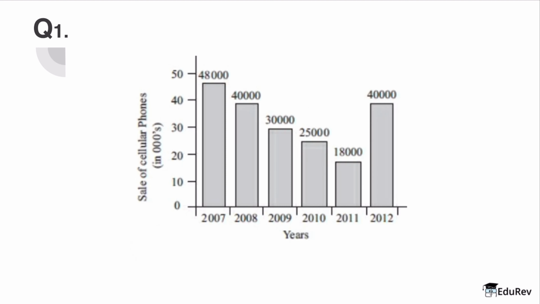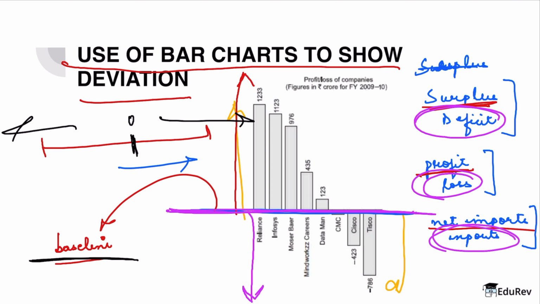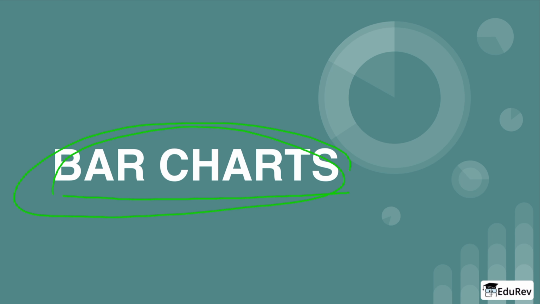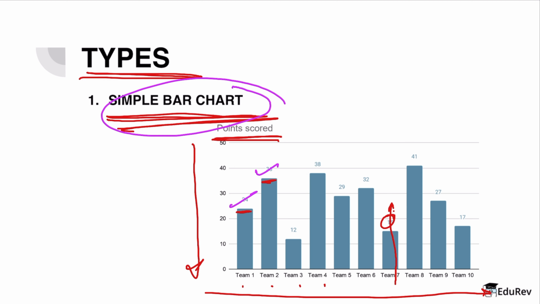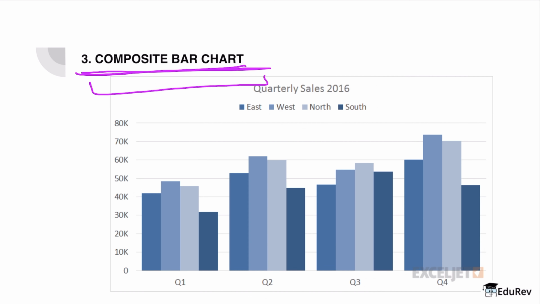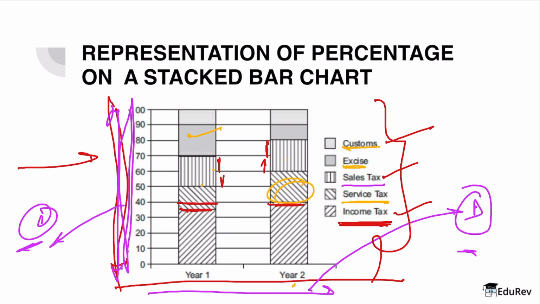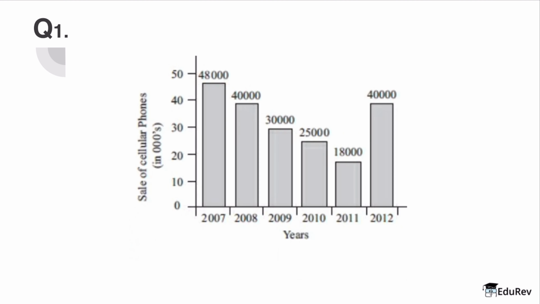Okay, so let's have a quick recap before going on to the questions. We said that we are going to study bar charts, and then we talked about types of bar charts, that is simple bar charts, then stacked bar charts, then composite bar charts. Then we studied the use of bar charts to show deviation. We studied representation of percentage on a stacked bar chart. So let's come to questions. Here is a bar chart given. Let's study this and answer a few questions related to it.